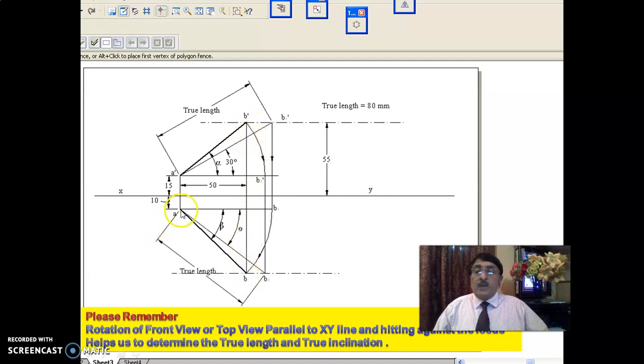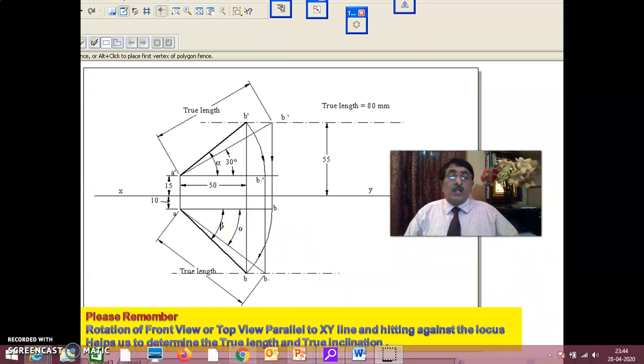Then what I have done is, with A as center and AB1 as radius, I have drawn an arc till it meets the end projector. Wherever you get that, there you draw the locus. And what I have done here is, I have rotated the front view parallel to the XY line and hit the locus. Now this length will be actually equal to 80 only. Here afterwards, you remember this. After getting this top view, you take the same true length and cut it here. You could have finished the problem, but here afterwards, this knowledge will also help you a lot in doing the problem.